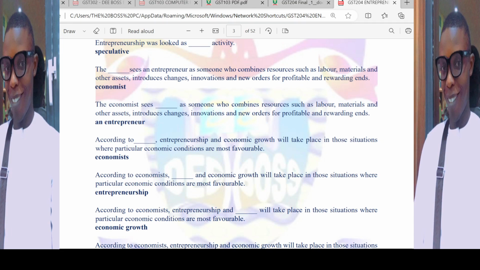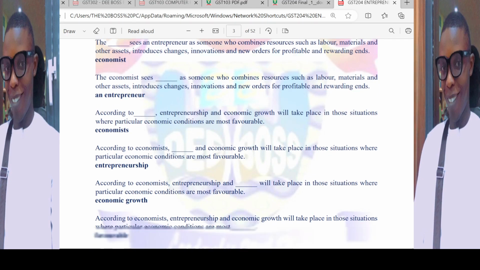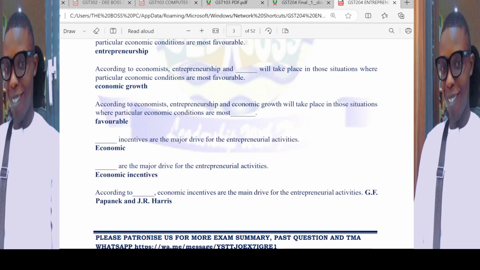Now, according to economics, entrepreneurship and economic growth will take place in those situations where particular economic conditions are most favorable. So according to this view, entrepreneurship and economic growth will take place in those situations where particular economic conditions are more favorable.